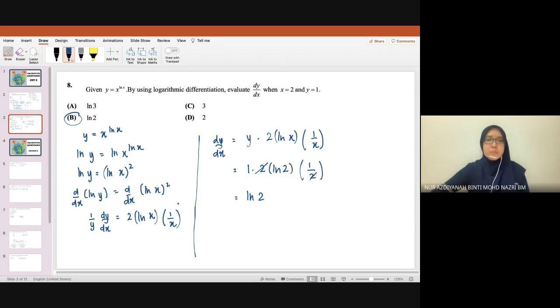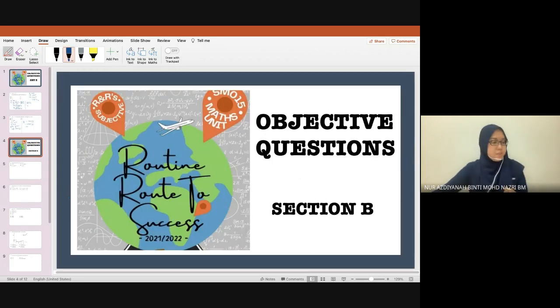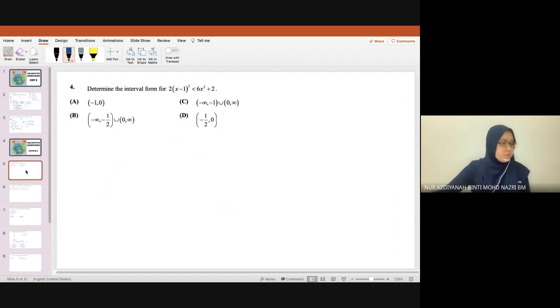Okay, so next part kita tengok part section B. Okay, so Madam nak bincang soalan number 4 first. Okay, so we want to try to find the interval. Okay, sekejap, so take a look at the function first. So kita ada quadratic function. Okay, yang kita nak selesaikan.